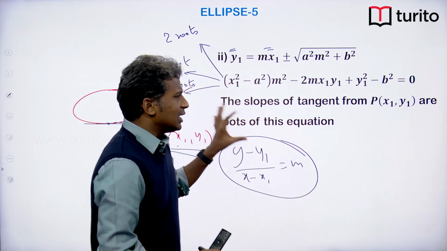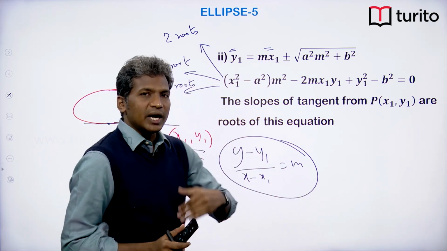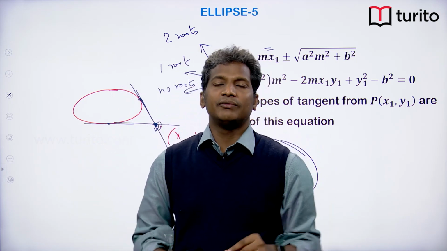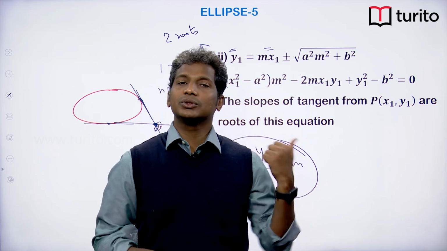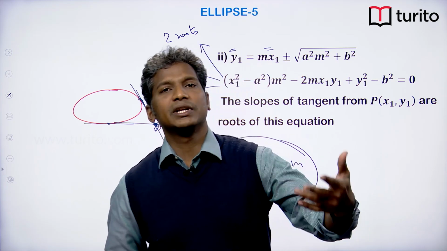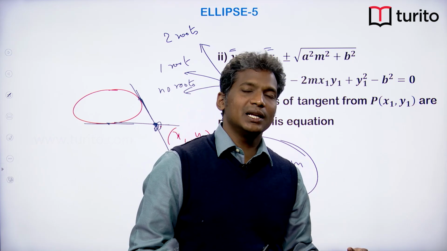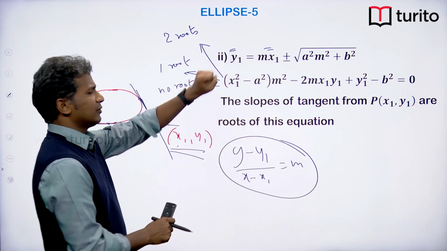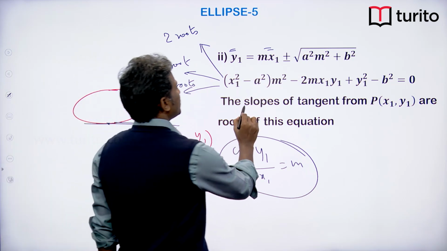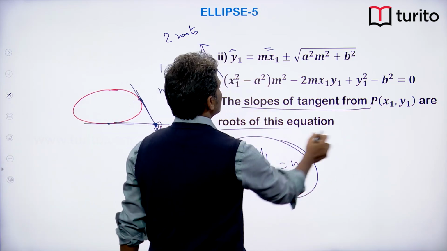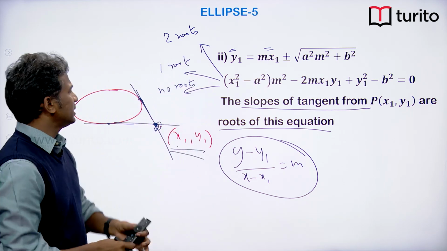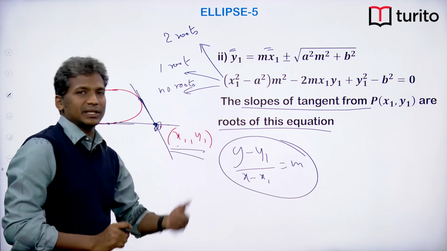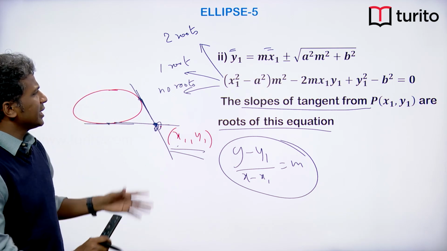Generally this algorithm is used to find the tangents through any point which is outside. If it is on the ellipse, why do we have to go through so much struggle? We have S1 equal to 0. If it is inside the ellipse, of course tangents do not exist. So that is the main idea of this. So the slopes of the tangents from this point are roots of this equation, which is the rule that we use to arrive at this result. Come on, make a note of this also.